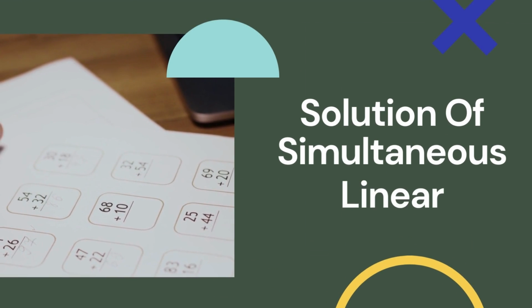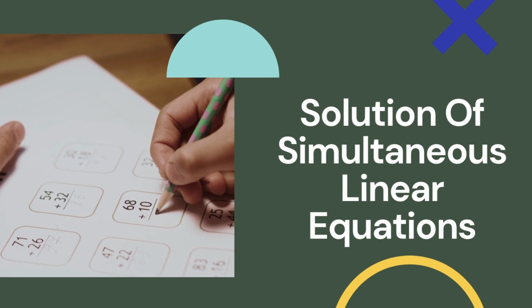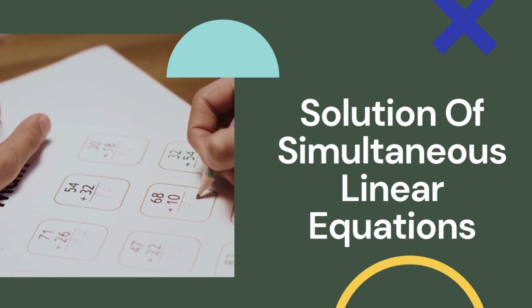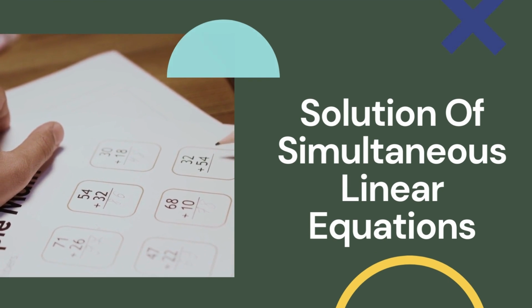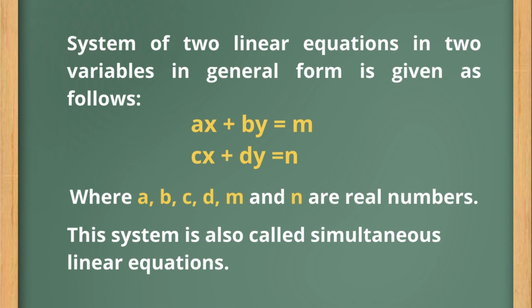Today we will see what is a simultaneous linear equation, and how to solve these simultaneous linear equations. The system of two linear equations in two variables in general form is given below. In these equations, a, b, c, d, m and n are real numbers. This system is also called simultaneous linear equations.